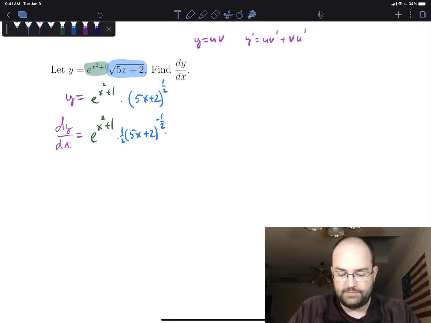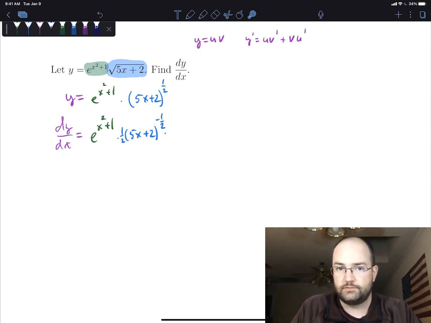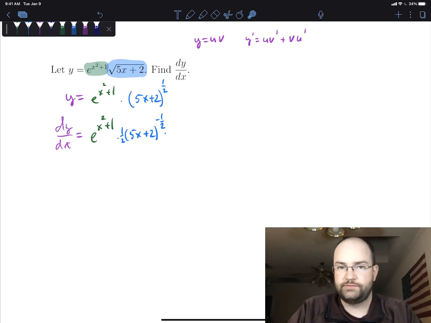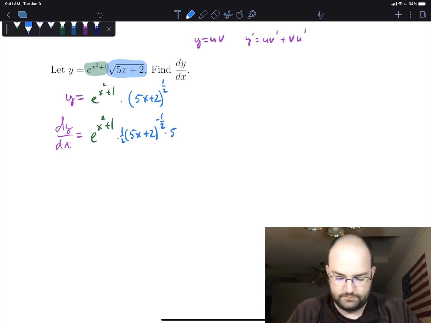So basically what's happening here is we need to first use this as the chain rule. So this is u to the half power. Bring the half down in front, u to the negative half, times the derivative of the inside, which is the derivative of u. So 5x plus 2 here, the derivative of that is 5. Good deal.